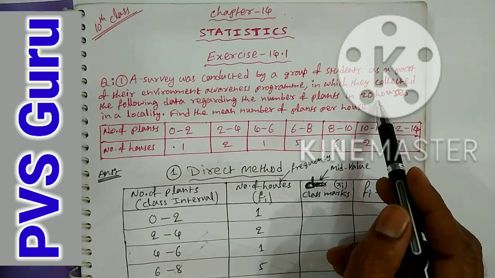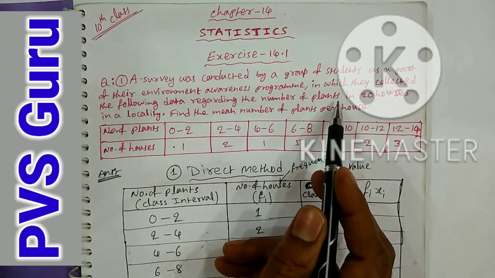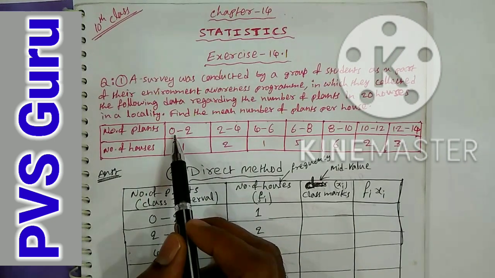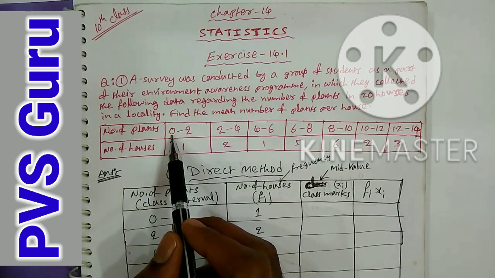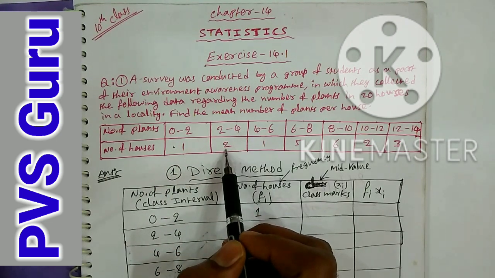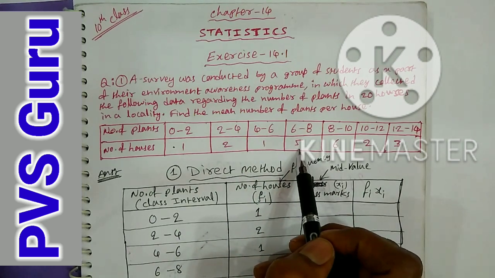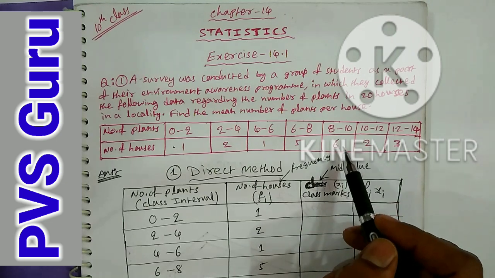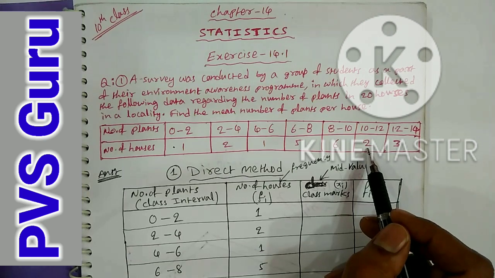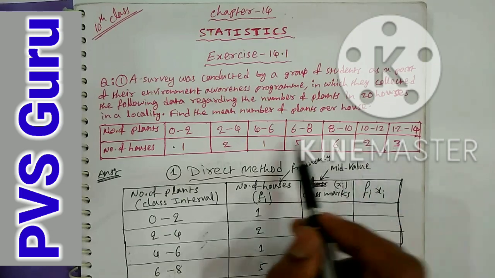So 20 houses were surveyed regarding the number of plants in the houses. Here the number of plants is taken as classes: 0 to 2 plants are there in one house, 2 to 4 plants are there in two houses, 4 to 6 plants are there in one house, 6 to 8 plants are there in 5 houses, 8 to 10 plants are there in 6 houses, 10 to 12 plants are there in 2 houses, 12 to 14 plants are there in 3 houses. So this is the given data.